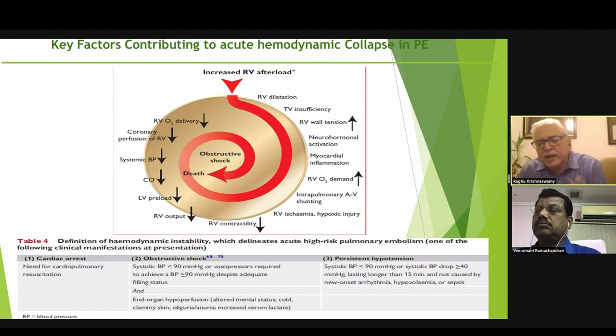See, if you have an intermediate high risk patient, he requires to be hospitalized. Whereas an intermediate low-risk patient can be put on anticoagulation and even discharged home. A low-risk patient need never be hospitalized. So these are the things that we learned from managing many of these patients.